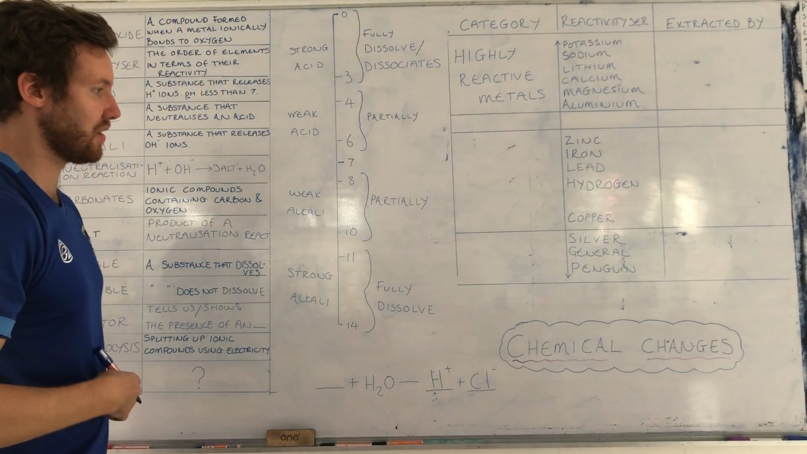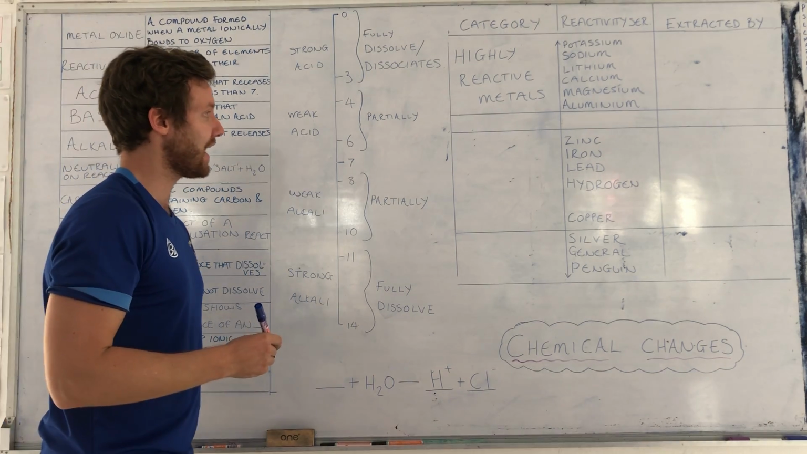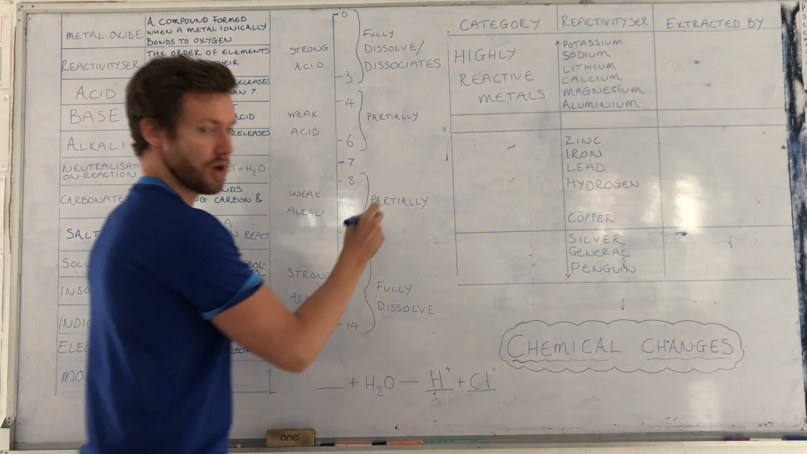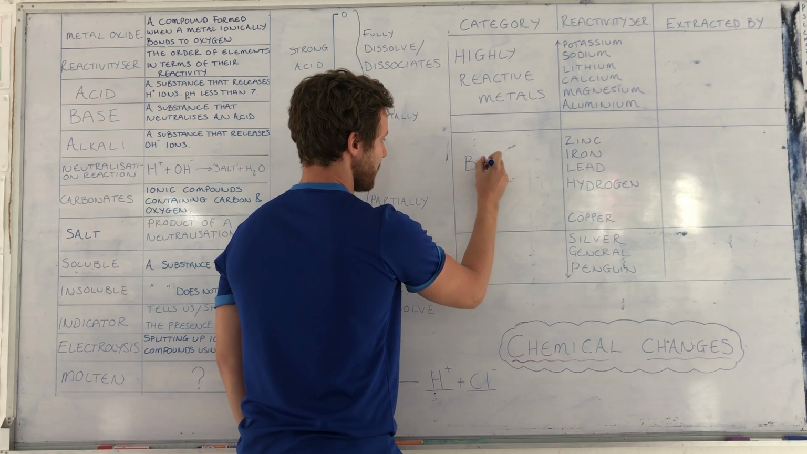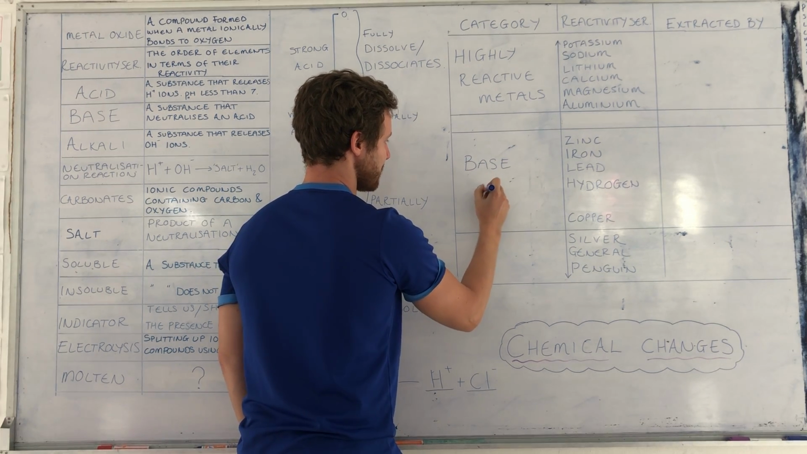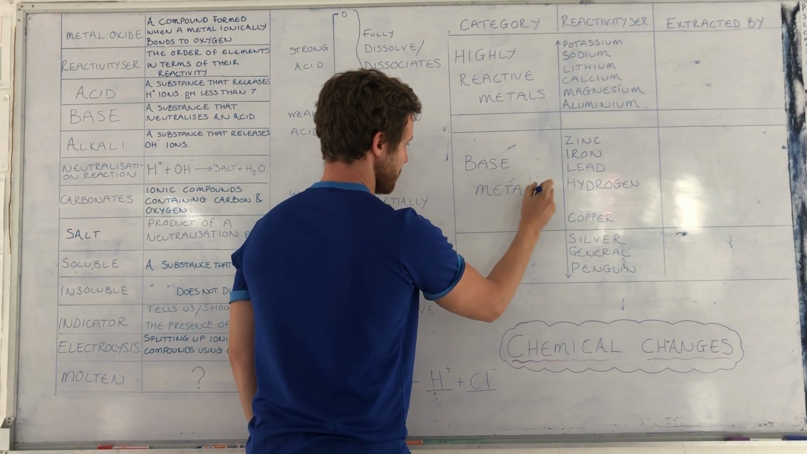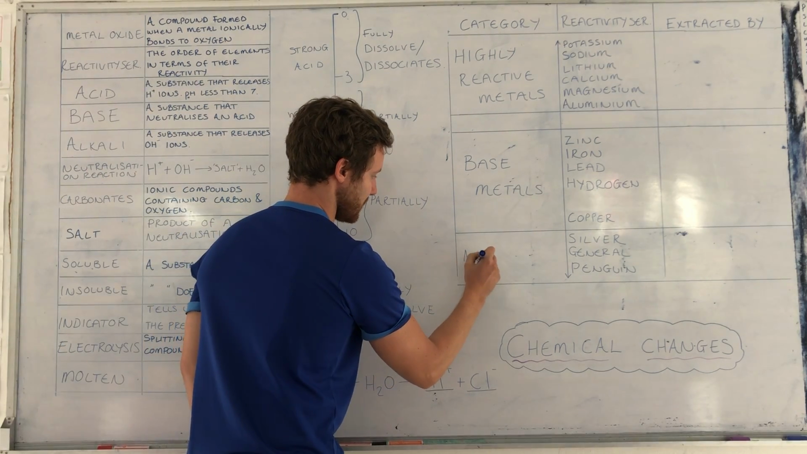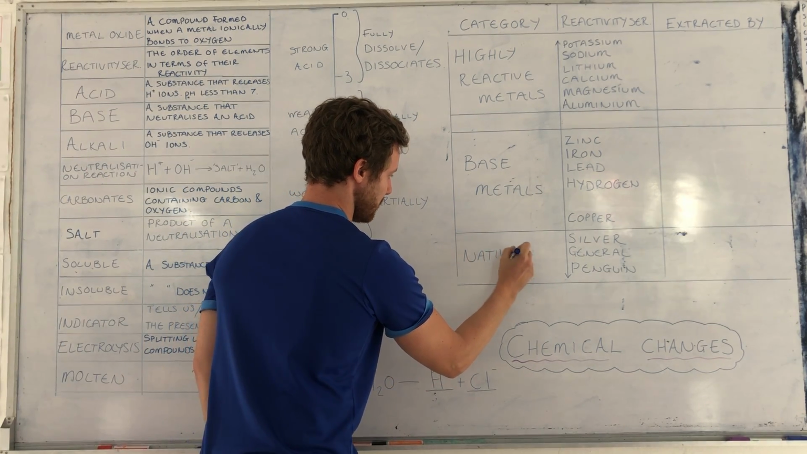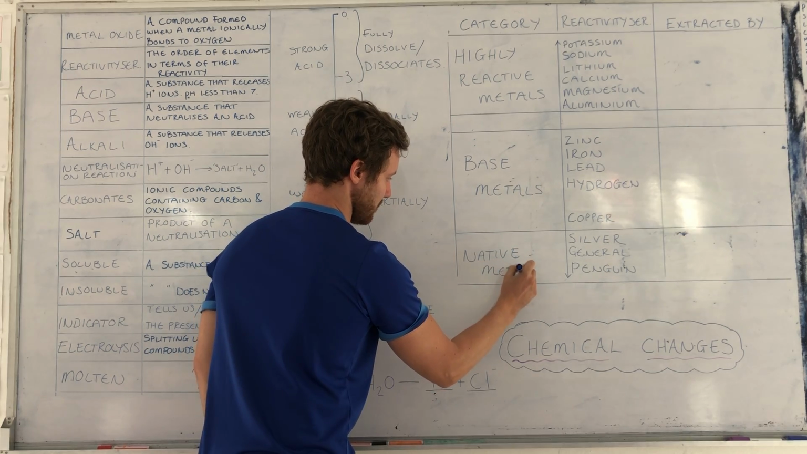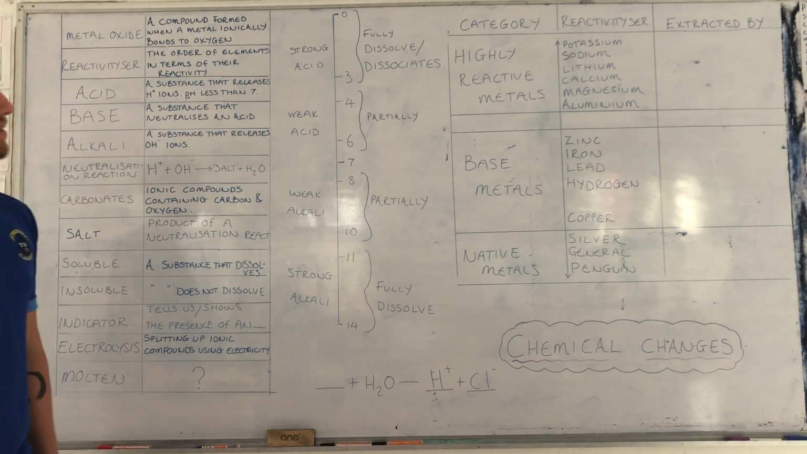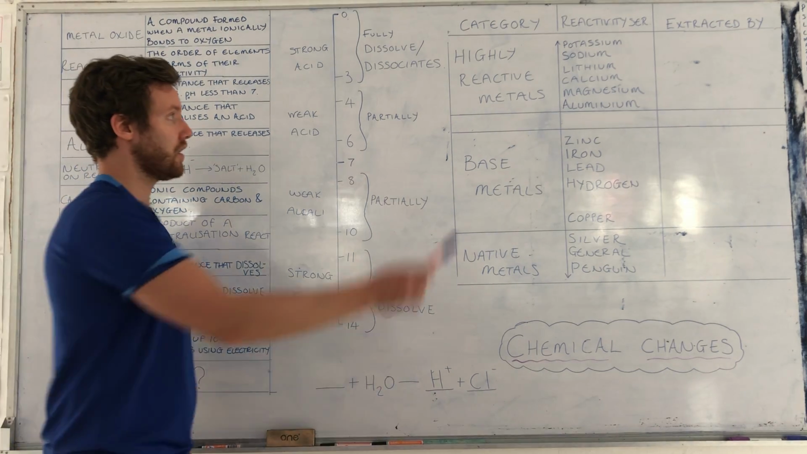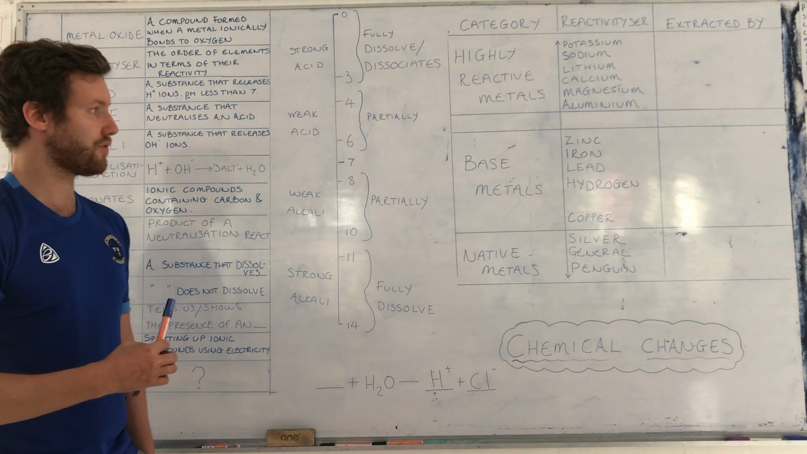So potassium, sodium, lithium, calcium, magnesium, aluminium, highly reactive metals. Our next one, zinc, iron, lead, hydrogen and copper. We refer to them as our base metals, okay. And then our general penguin, sign general penguin, we call these our native metals. Wow, lots of information at the moment, okay. Highly reactive metals, base metals and our native metals. Lots of information here. We need to know this, so I hope you are still following.